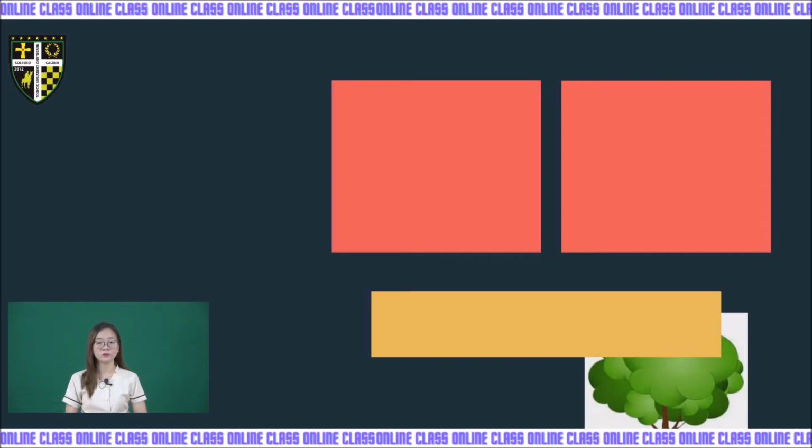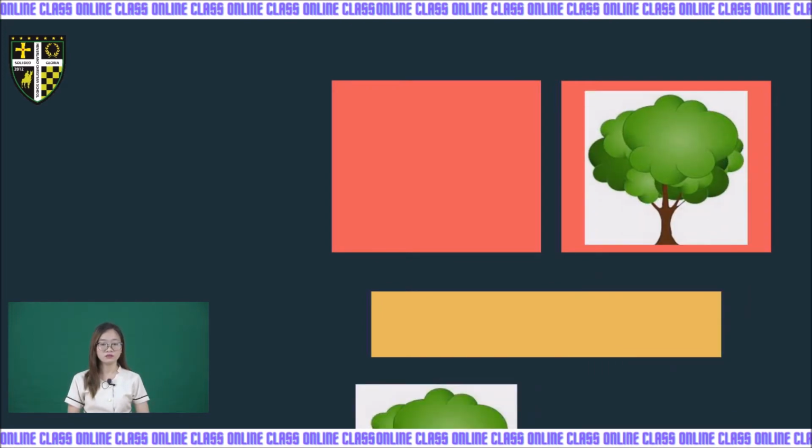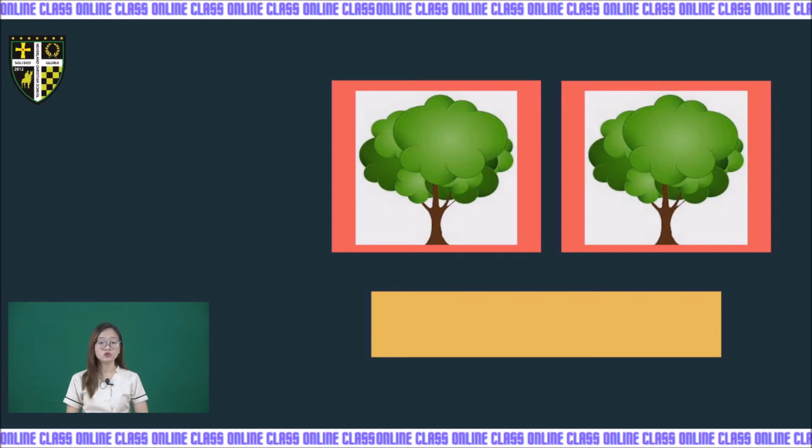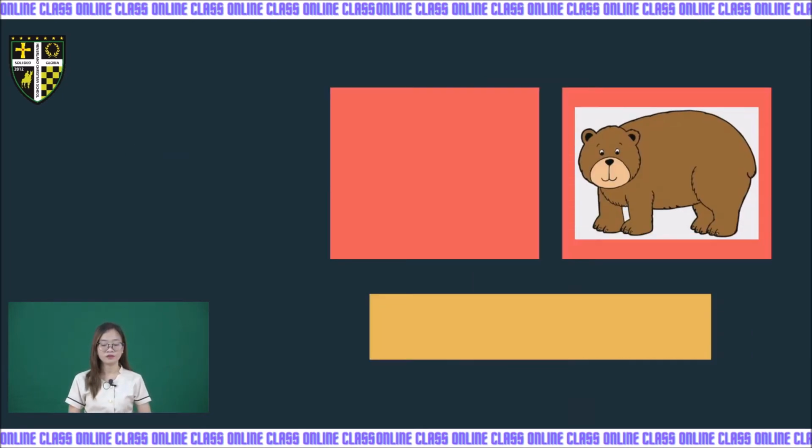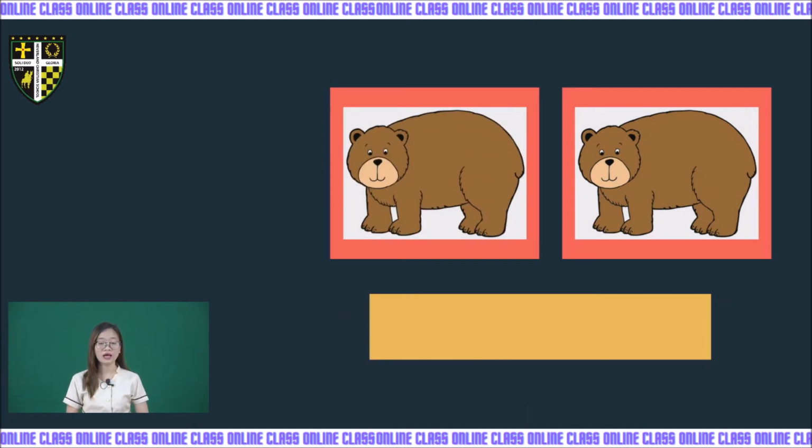Okay, next one. For this example, we have two trees. That's why we also use the pronoun they. So they are trees. Okay, the next one is a bird. It is a bird because we are only referring to one bird. Okay, next one. We have two birds. So we use the pronoun they again. So they are birds.